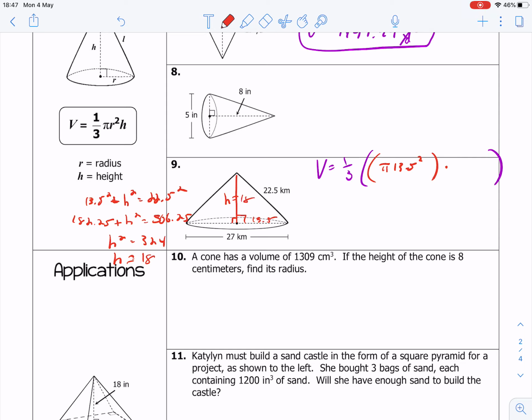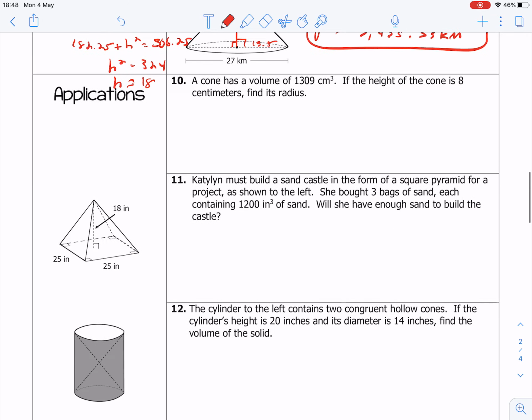So the difference between the bases would have been 18 if it was a cylindrical prism. And then we take 1/3 of that because it's a cone. There we go. So we get our volume to be, after we put all that in, 3,435.33 kilometers cubed. Yay.